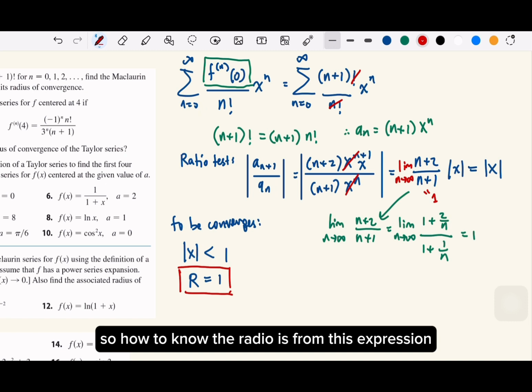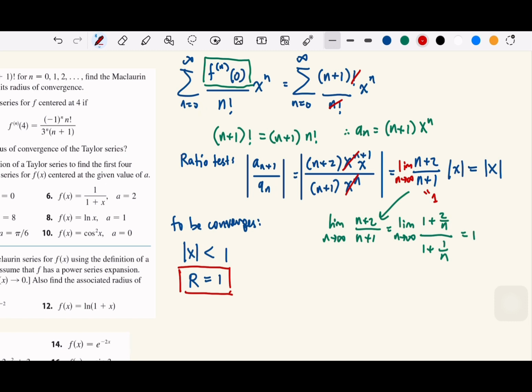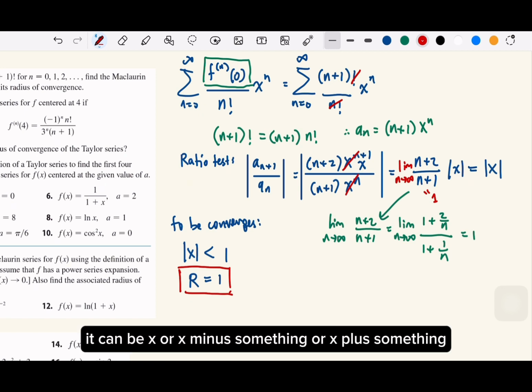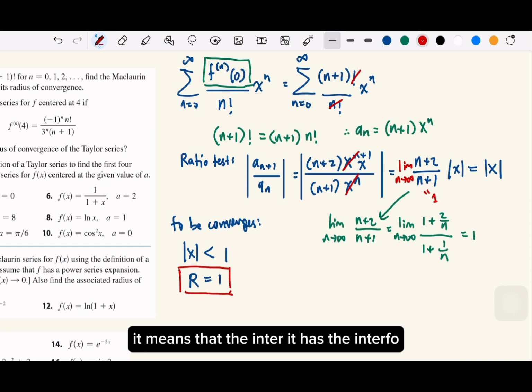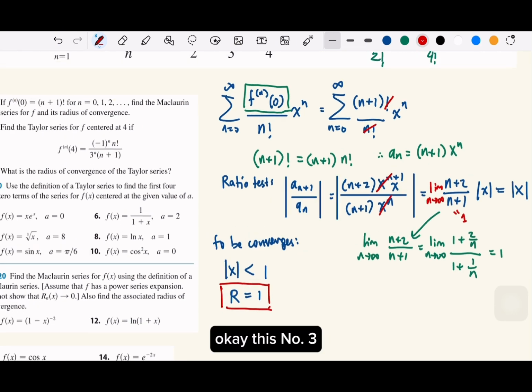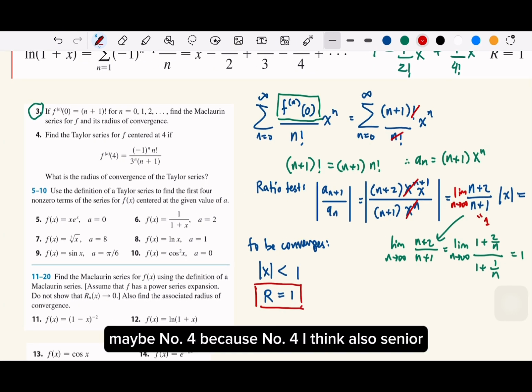So that is how to know the radius from these expressions. Whenever you get x, it can be x or x minus something or x plus something, it means that it has the interval. This x means the center is x equals 0. Okay, this is number 3. Maybe number 4, because number 4 I think is also similar.